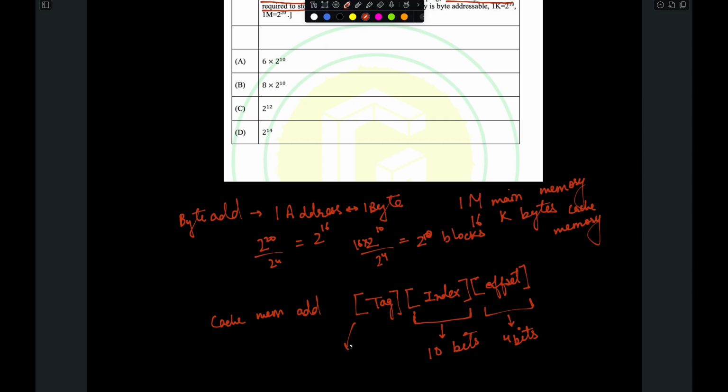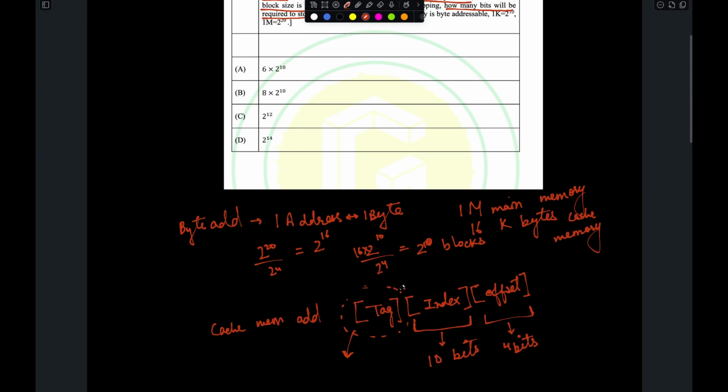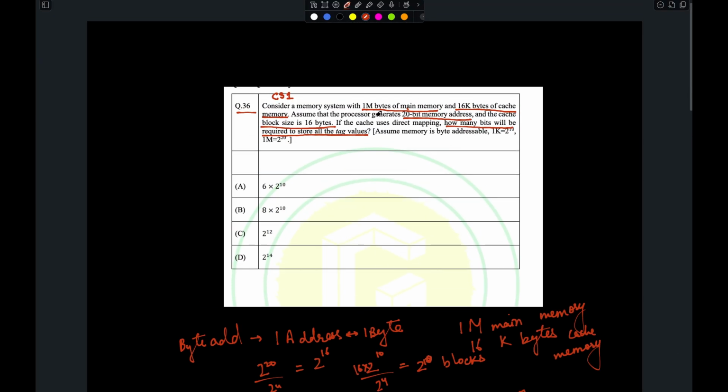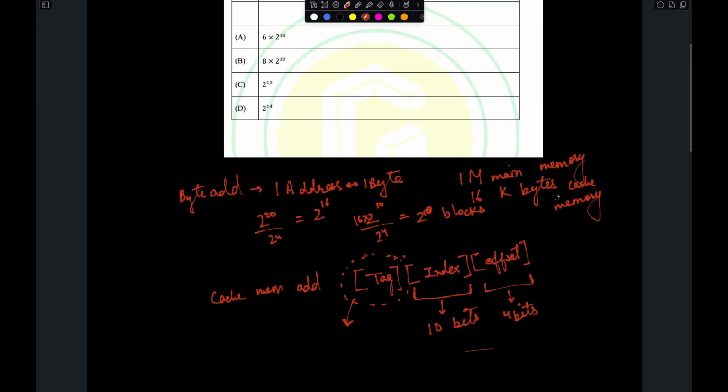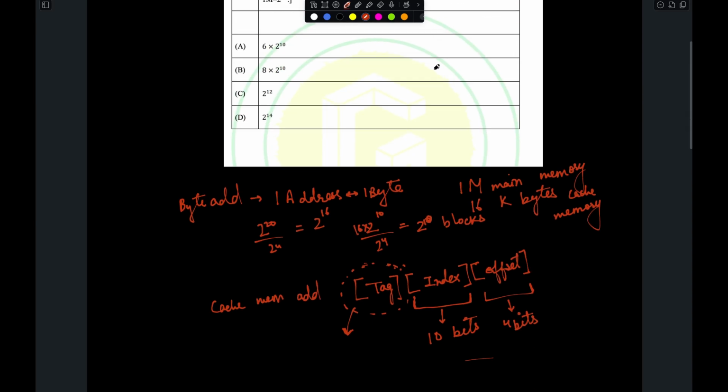Now tag is basically for comparison of an address from main memory to an address in the cache memory, just to ensure whether a particular block is in cache or not. So that is what is meant by tag. Now if we come back to our question again, see the last line. If the cache uses direct mapping, how many bits will be required to store all the tag values, like all the possible tag values that we have?